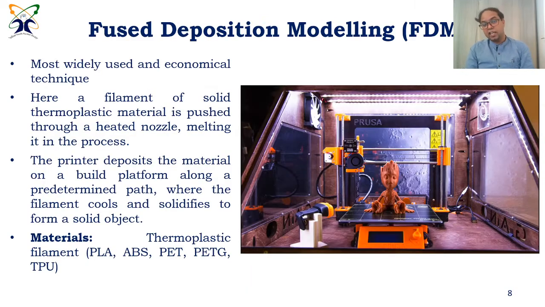FDM is basically one of the most commonly and most widely used techniques. And as I mentioned, it uses a filament of solid thermoplastic material, which is pushed through the heated nozzle, as I showed you in the previous slide. And the printer repeatedly deposits the material on a platform and then keeps moving upward. Each layer solidifies and interacts with the previous layer. Again, layer by layer by layer, it keeps on going.